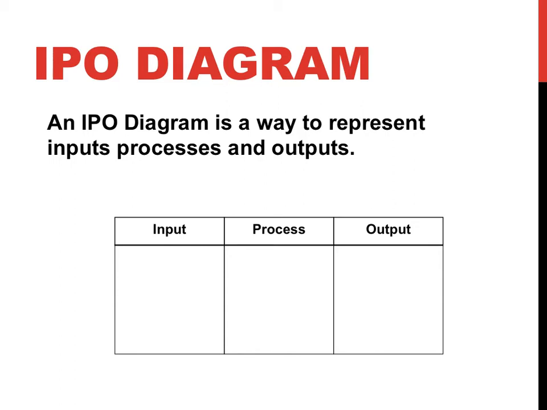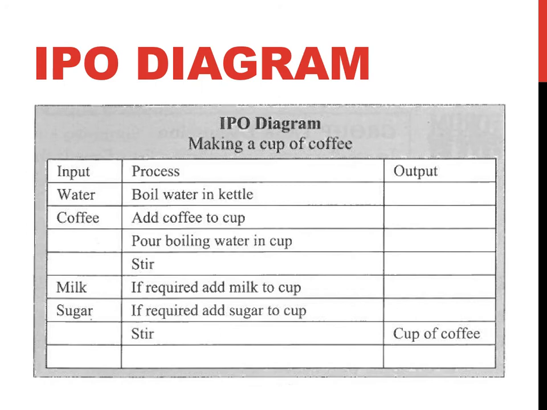Let me show you an example. This is a really boring example, but it's really concrete, i.e. really straightforward, so hopefully you'll understand. This is an IPO diagram for making a cup of coffee. My output is a cup of coffee. That's where I start. I know that that's the output. Well, what's the input then? What has to go in to make a coffee?